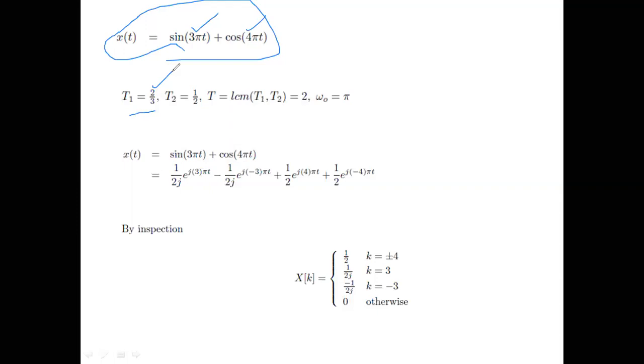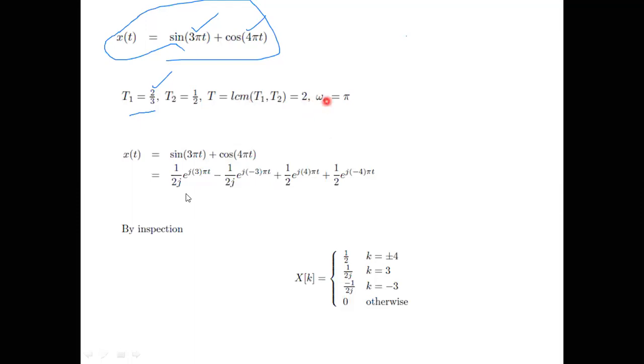Compare with the template, sine 2 pi fc t, cos 2 pi fc t, with which you have to compare. So T1 is 2 by 3, T2 is 1 by 2. In terms of period, you take the LCM. In terms of frequency, it will be the GCD. So LCM is 2, so omega naught is pi.